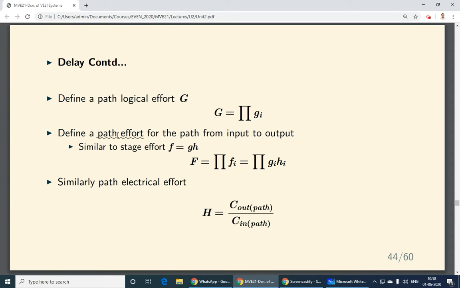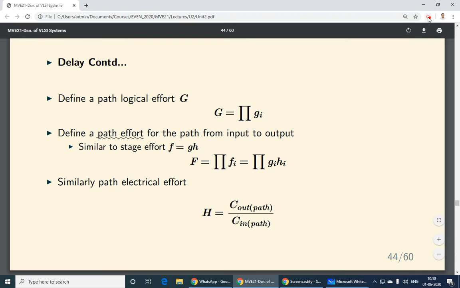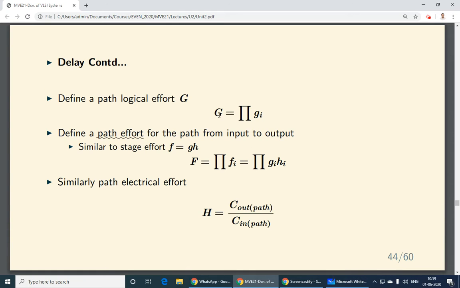Okay, and similarly, we can go from single gate to multiple gates. F equal to GH for a single gate, and capital F equal to the product of the individual GiHi. Okay, and similar to capital G, we can also define capital H. It is just output by input.